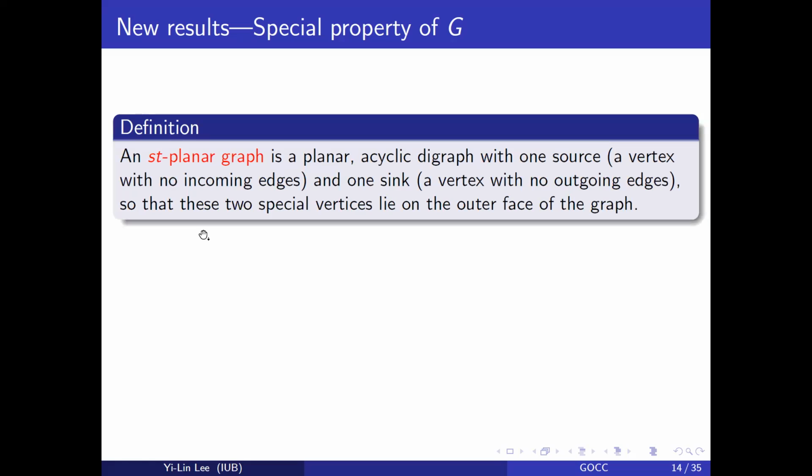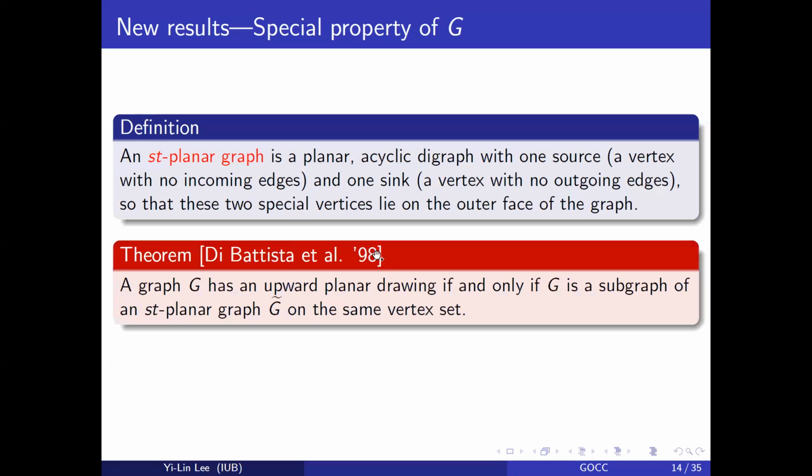And let me give you another definition. We say the graph is an ST planar graph if it's a planar acyclic digraph with only one source and one sink. And these two special vertices lie on the outer face of the graph. And there's a theorem that says the graph G has an upward planar drawing if and only if this graph is a subgraph of an ST planar graph on the same vertex set.